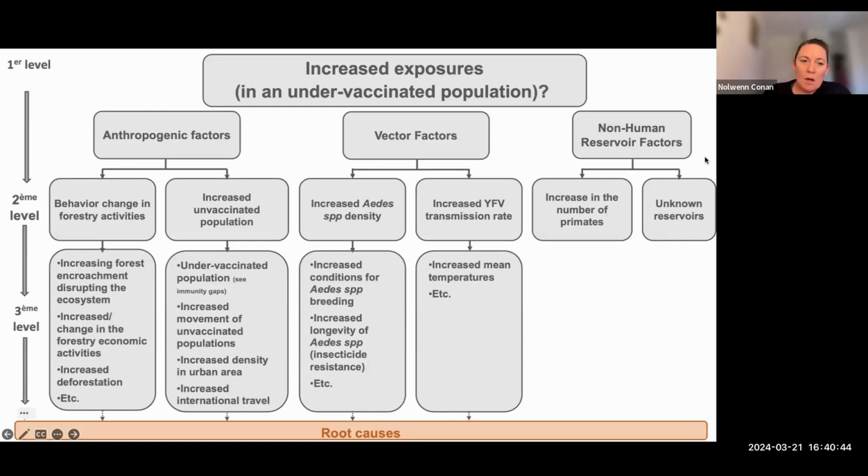So yeah, I don't know how you want to proceed. First, if there are comments on this slide, or if somebody wants to say something.